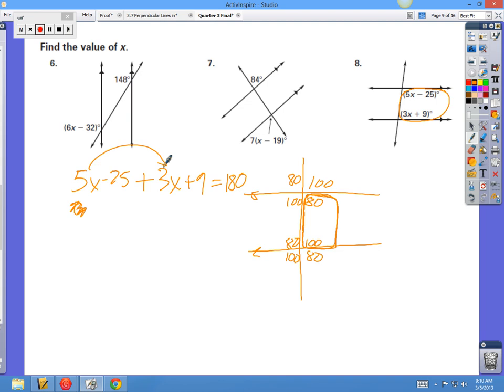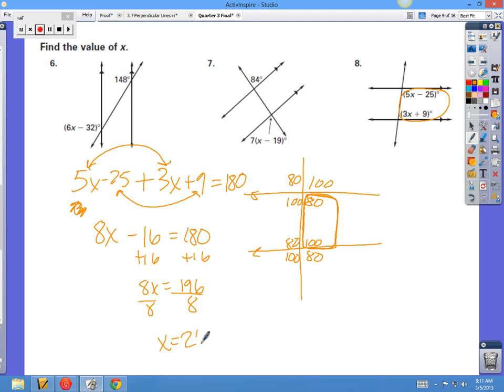Okay, now let's do your like terms. 5x and 3x, so you got 8x total, and then your constants. What's 25 negatives and 9 positives? So negative 25 plus 9, you're going to have negative 16. Okay, so that's what you got. Add 16. Add 16. So you've got 8x equals 196, divide by 8, divide by 8. 196 divided by 8. We're getting a decimal, 24.5. So don't be scared just because you get a decimal. That's okay.